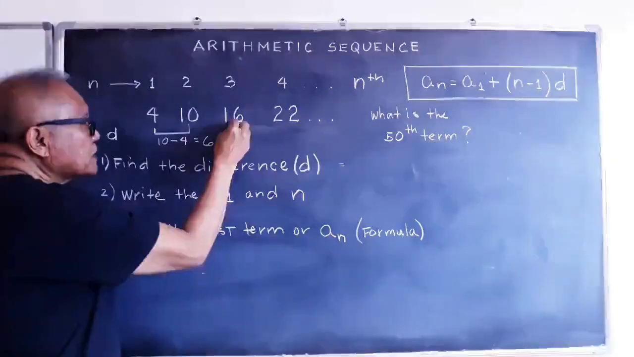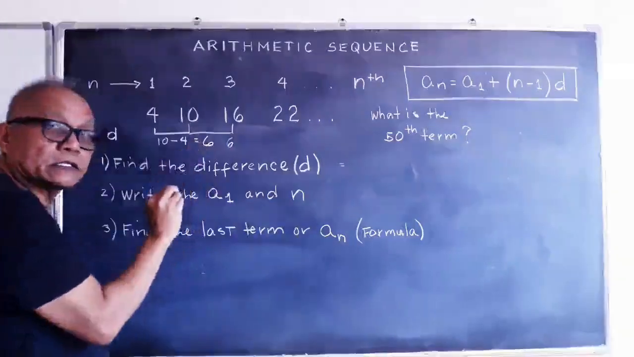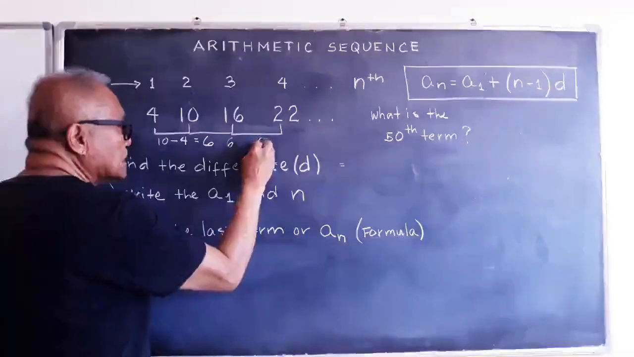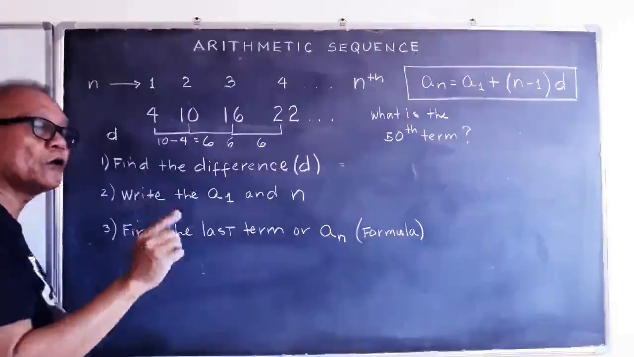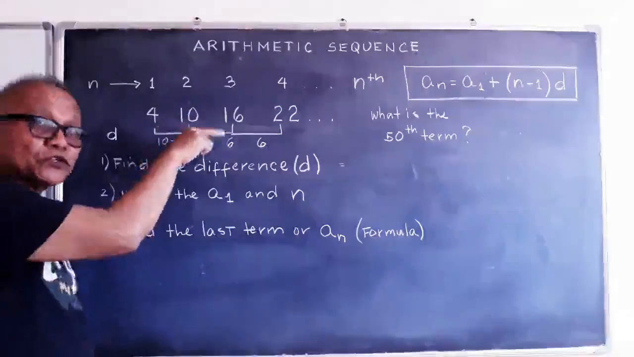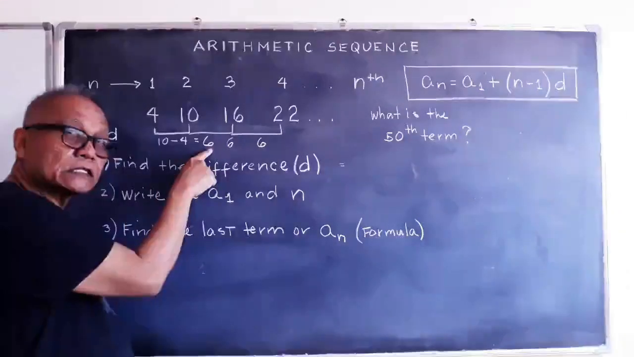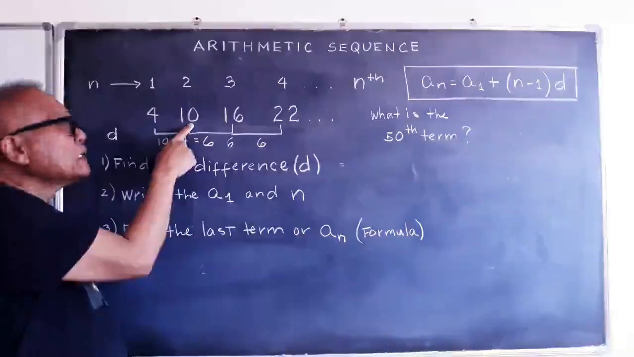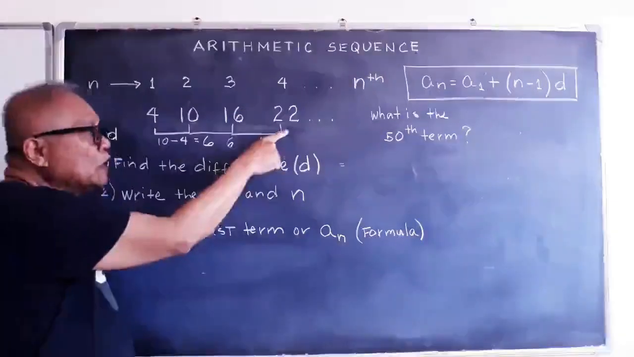When you subtract 16 minus 10, you will get again the 6. If you subtract the 22 and the 16, you still get the 6, because the difference must always be constant. So it means that to get the next term, we are going to add the difference, which is 6. Let us check: 4 plus 6 is 10, 10 plus 6 is 16, 16 plus 6 is 22.